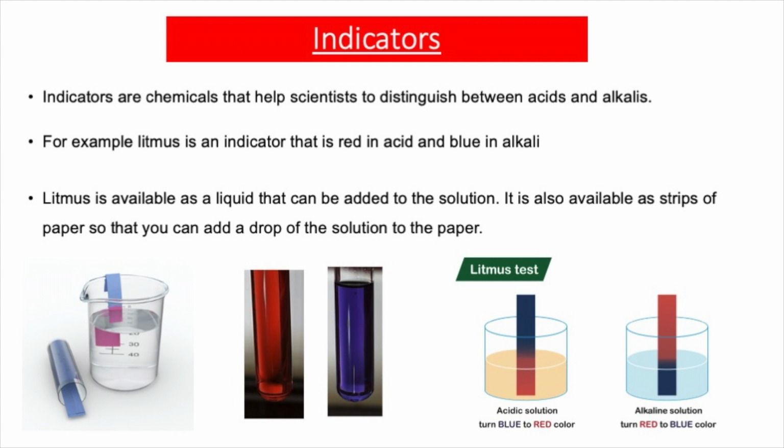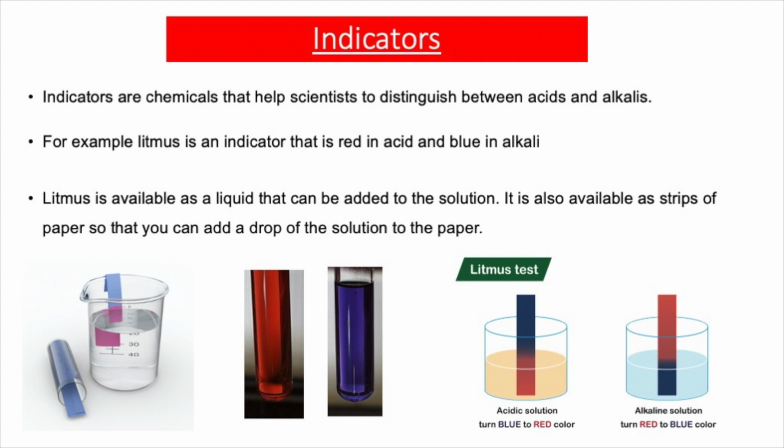You may also have come across litmus, and litmus is an indicator that turns red in acid and blue in alkali. Now litmus is available as a liquid, like most indicators, and can be added to the solution, and it's also available as strips of paper, so you can add a drop of the solution to the paper. And if you wanted to test for an acid, you would use blue litmus, and if it turned red, that would prove that you had an acid.